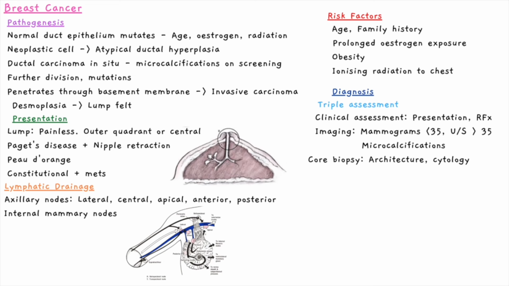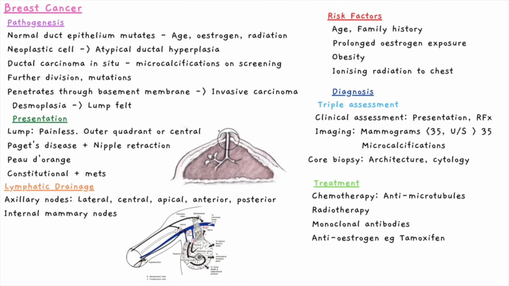The final component is a core biopsy, where you look at the architecture. You want to see if it's penetrated through the basement membrane, because this would be consistent with an invasive carcinoma, as well as cytology, looking for neoplastic features such as a lot of mitotic figures or high nucleus to cytoplasm ratio.